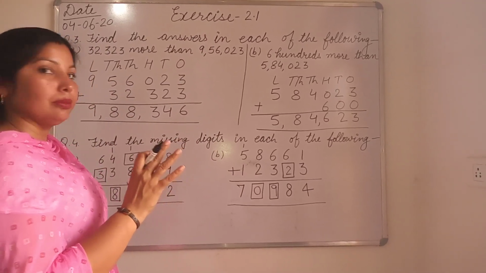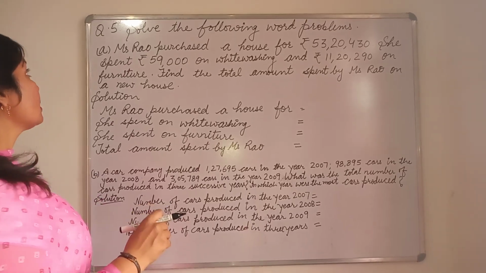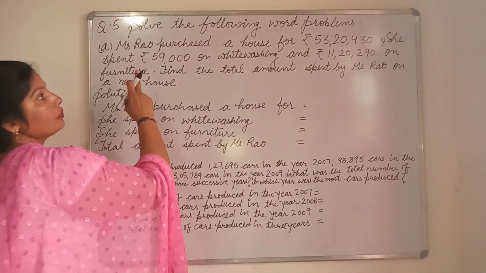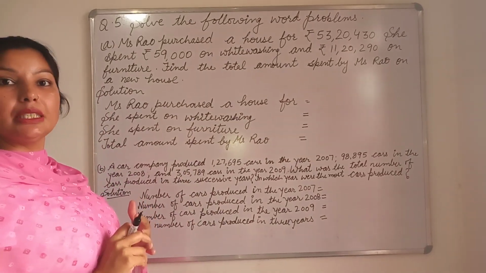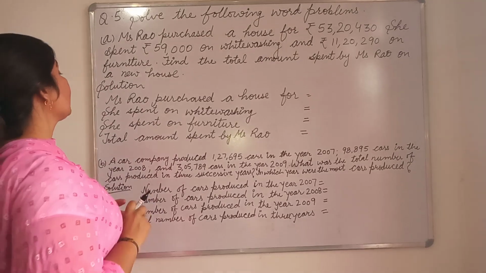Okay, now we will start question number 5. Solve the following word problems. In question 5 you have word problems. 3 parts are there, A, B, C. So first of all, A part is there.